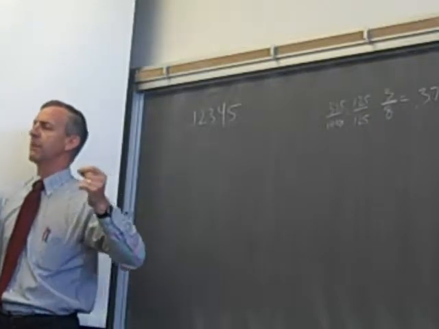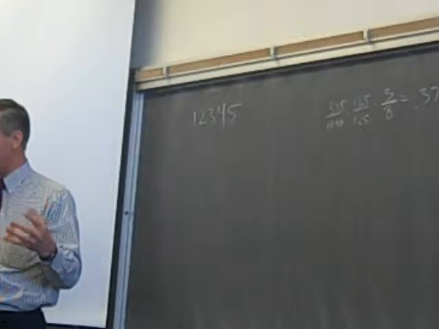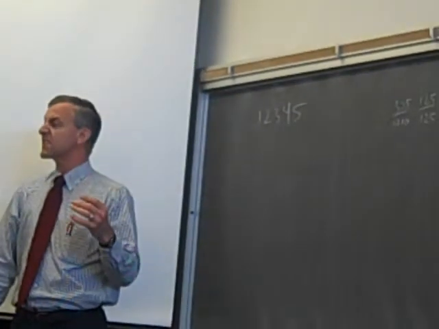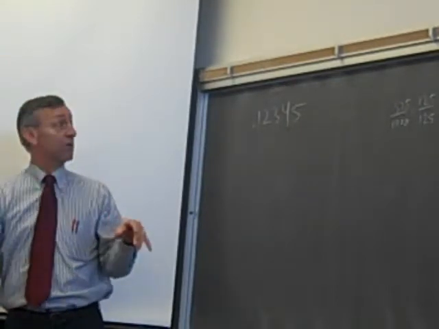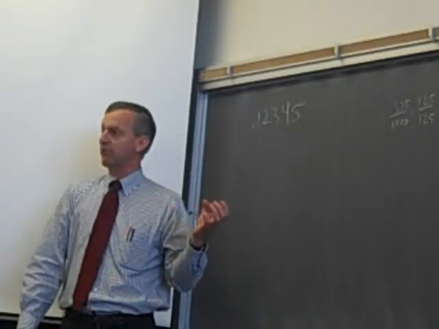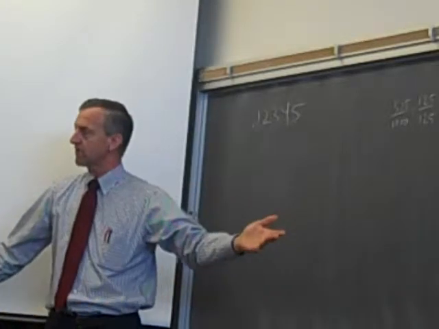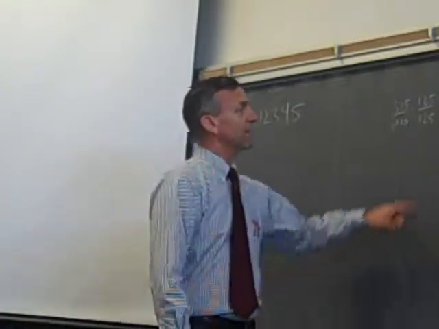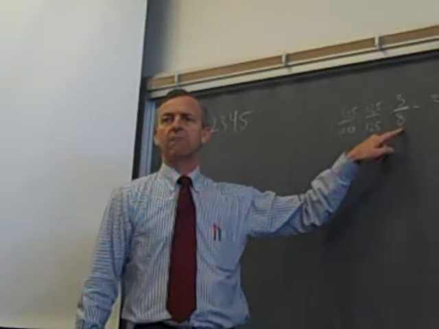Notice every one of these, if they're terminating decimals, we say tenth, hundredth, thousandth, some power of 10 in the denominator, right? So if I can convert the fraction into something that has a power of 10 in the denominator, then I know it's a terminating decimal. Does that make sense?